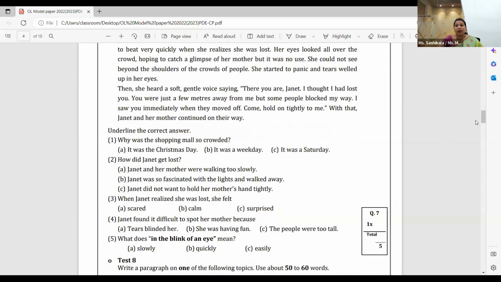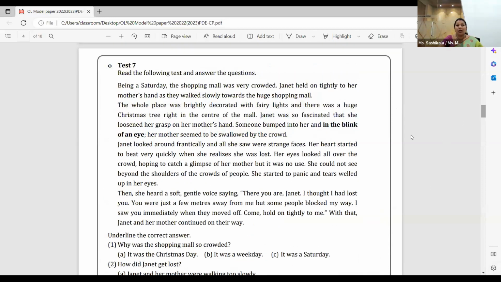What did she feel? Now let's go to the text again. See, loosened her grasp on her mother's. Then we look for the answers again. Always remember the next answer will be below, not above.